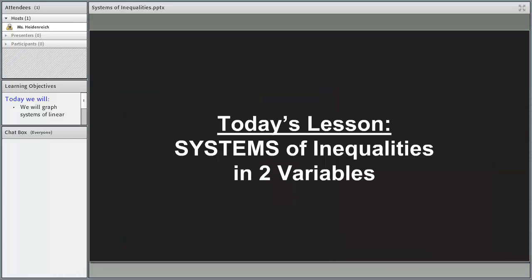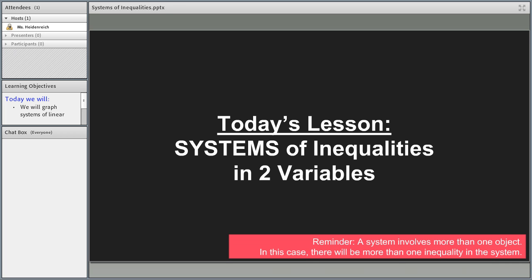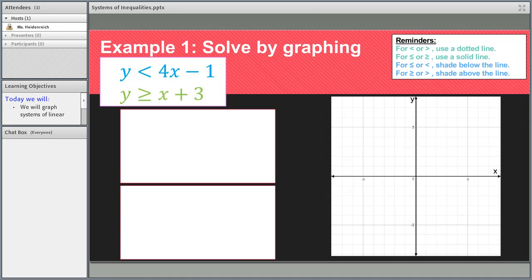Okay, we are ready for the new material for today. So systems of inequalities in two variables. So remember that a system involves more than one object. So in this case, we have a system of inequalities. We're just going to have more than one inequality working together at the same time. So here is our system. I've put two inequalities, and we're going to solve this system by graphing. Okay, so we're just going to start with the first inequality and graph it like we've been doing.